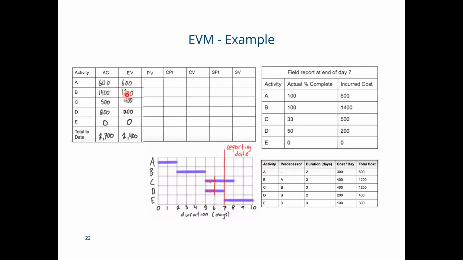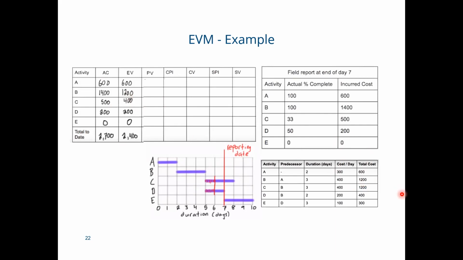For the earned value, as I told you, it represents the value of the work completed. If we see activity A, we completed activity A 100%, and we planned $600 for it. So the earned value of activity A is $600. We also completed activity B 100%, and the budget for activity B is 1200. So we write 1200 here.